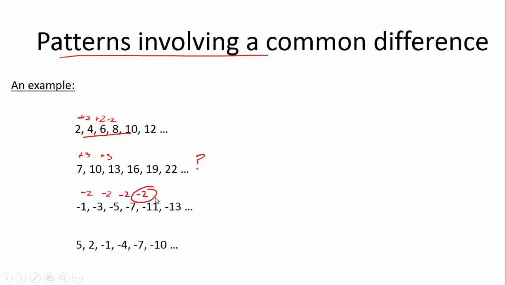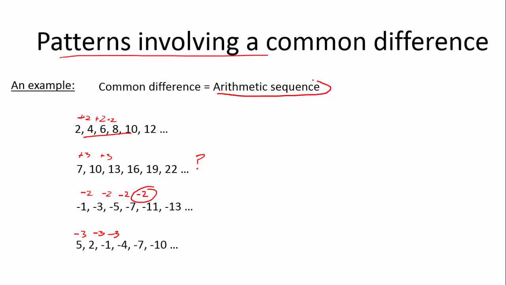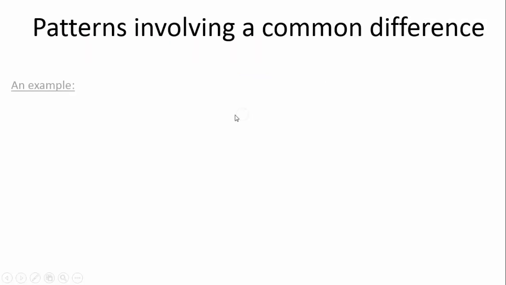What about 5, 2, minus 1, minus 4, minus 7? What is 5 minus 2? That's minus 3 because we're going down. 2 to minus 1 is minus 3 again. We have a common difference, which we call an arithmetic sequence. Now, grade 8s, you don't need to worry too much about the vocabulary, but know that a common difference means an arithmetic sequence. It's worth learning though, because you're going to definitely have it in future years.